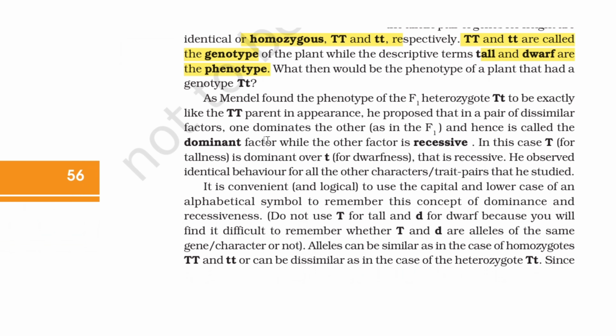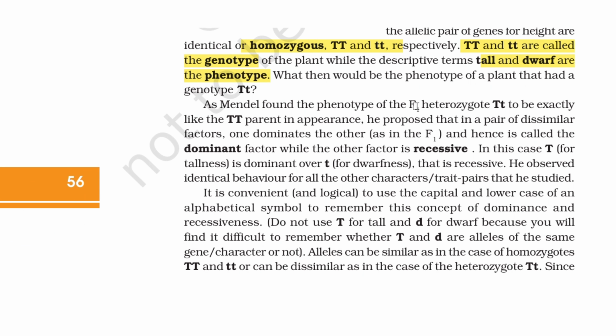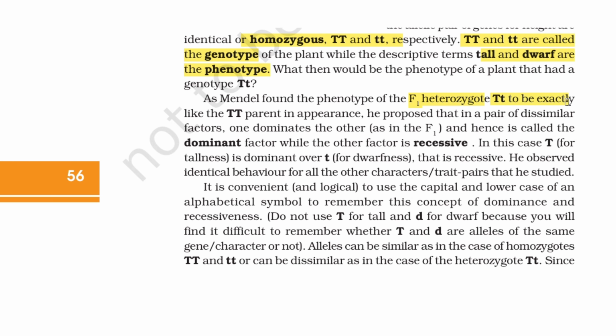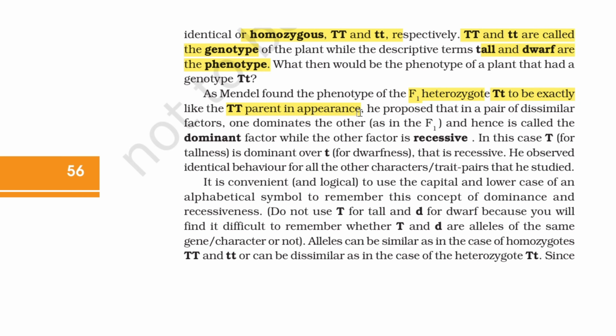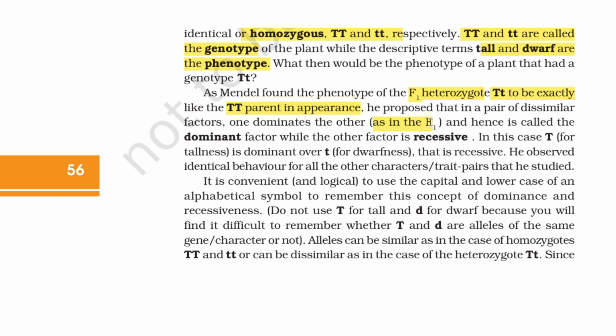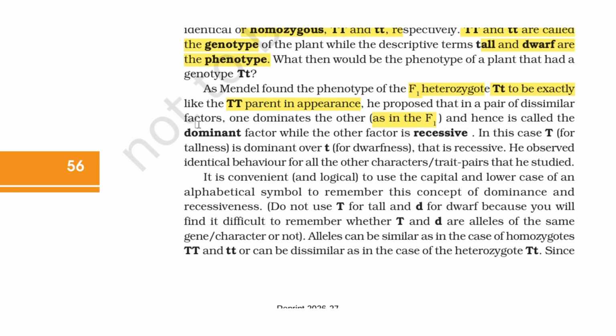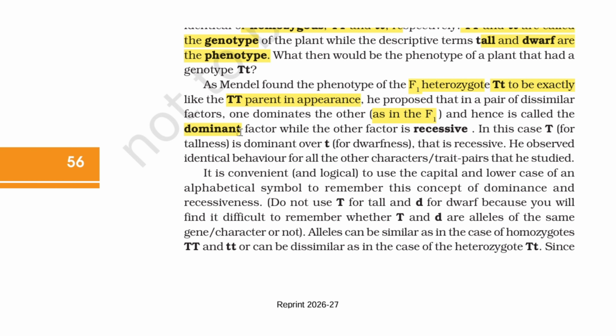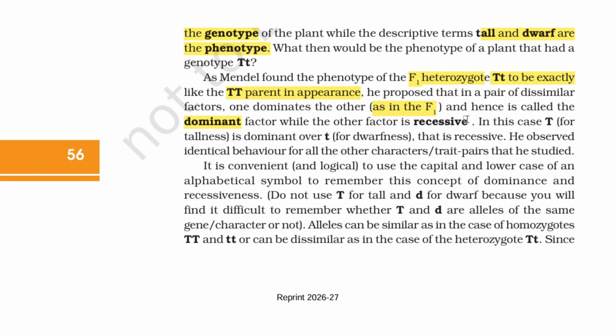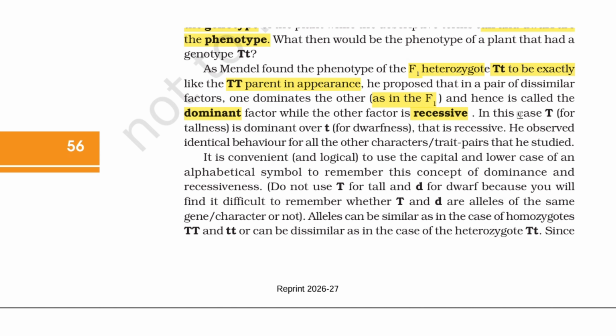As Mendel found the phenotype of the F1 heterozygote Tt to be exactly like the TT parent in appearance, he proposed that in a pair of dissimilar factors, one dominates the other, as in the F1, and hence is called the dominant factor while the other factor is recessive. In this case T, for tallness, is dominant over t, for dwarfness, that is recessive. He observed identical behavior for all the other characters' trait pairs that he studied.